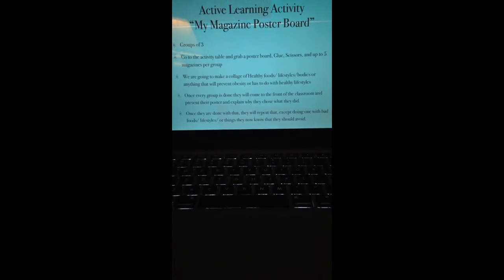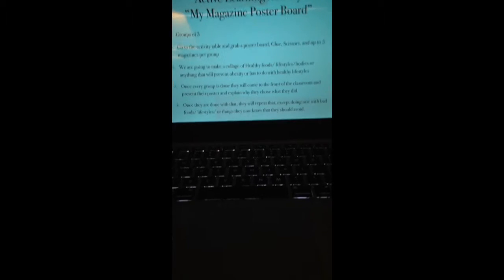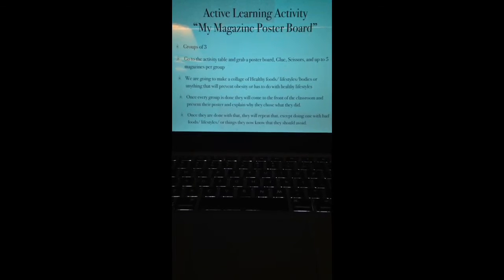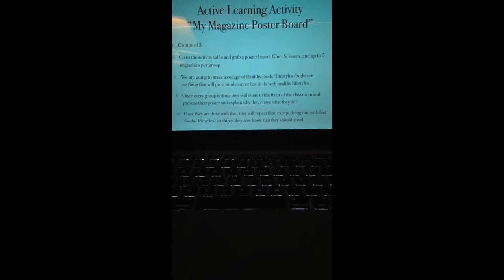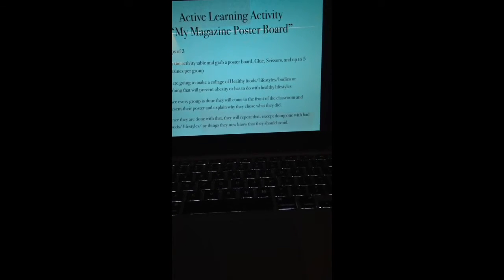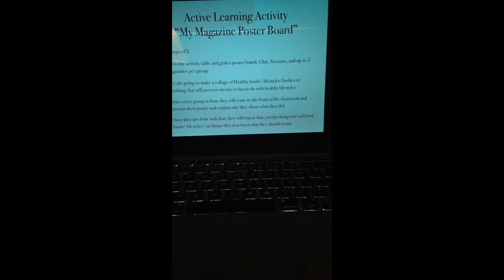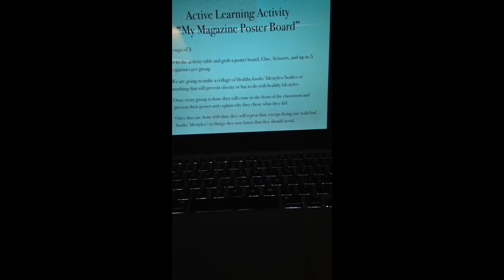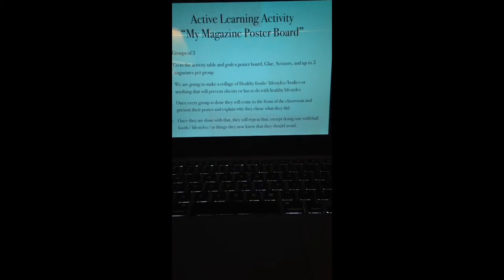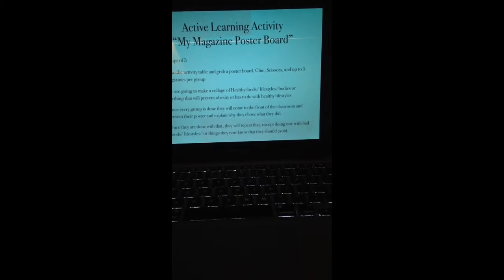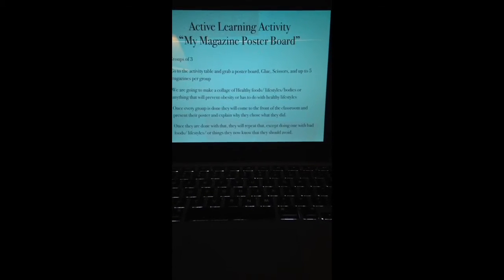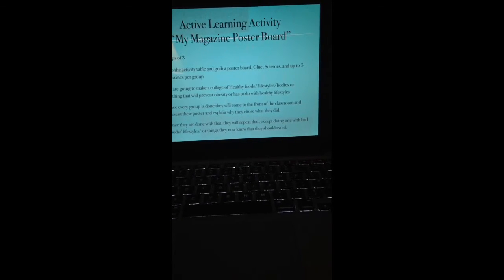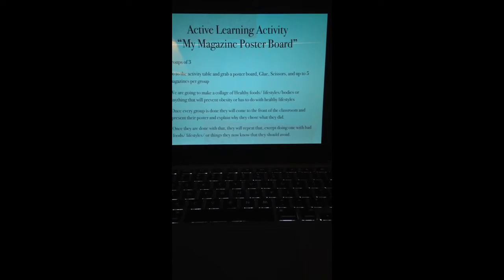My first active learning activity is my magazine poster board. We will break out into groups of 3 by numbering off 1, 2, 3 within the classroom. That should take about 2 minutes. The groups will get together and go to the activity table located in the back of the classroom, grab a poster board, which will be provided, enough poster boards for each group, glue, which will be a glue stick, scissors, and up to 5 magazines per group. We're going to make a collage of healthy foods, lifestyles, bodies, or anything that will prevent obesity or has to do with healthy lifestyles on one collage.